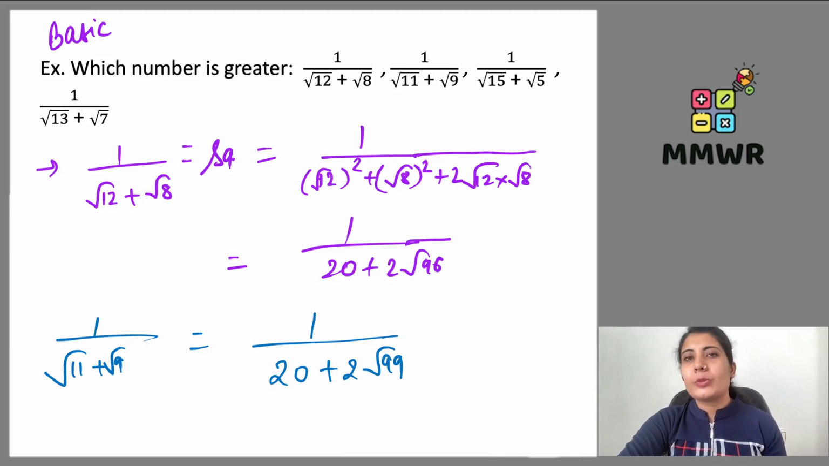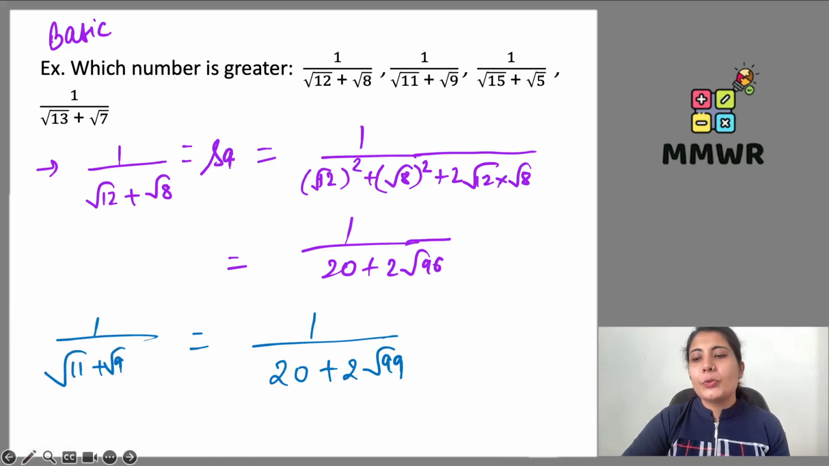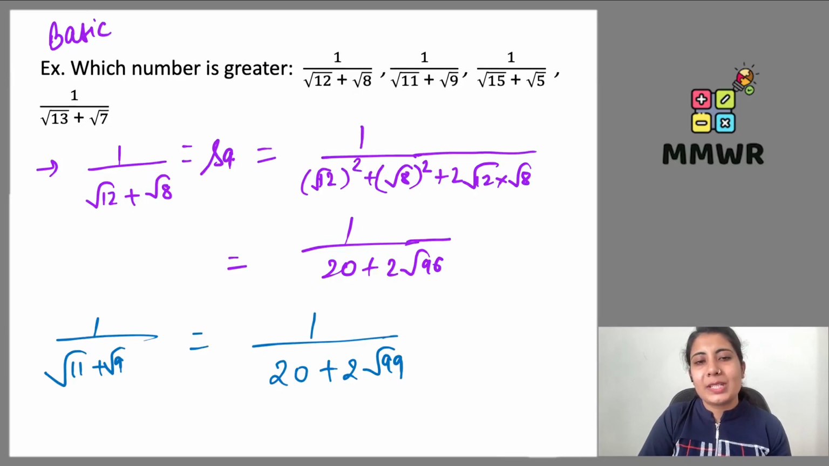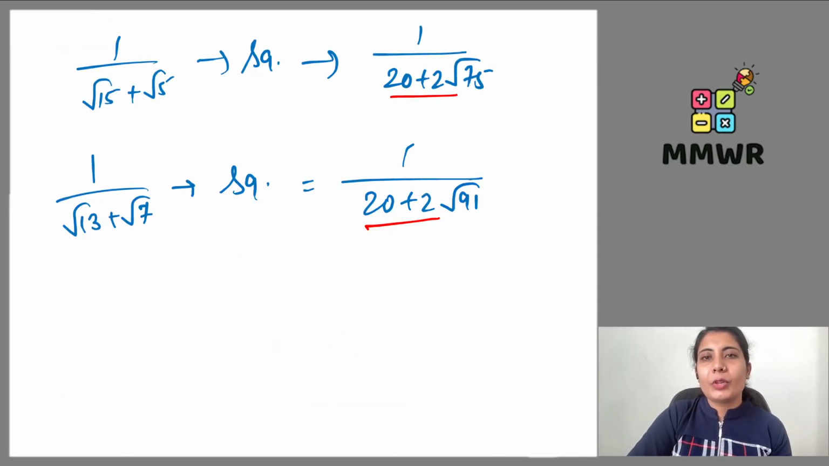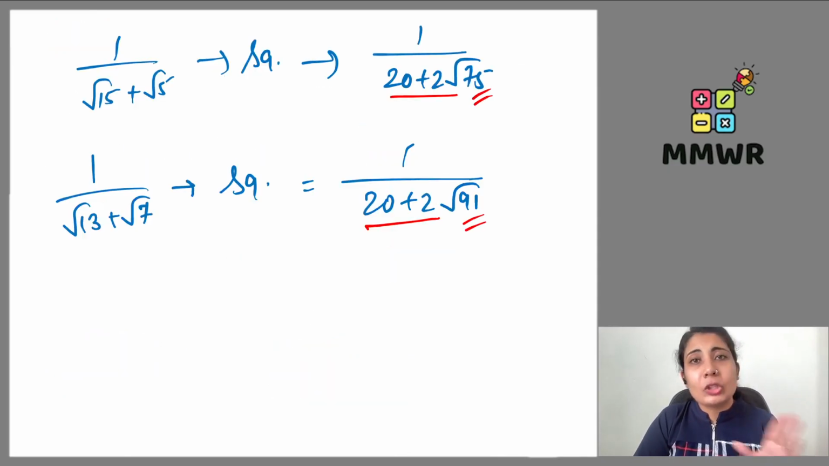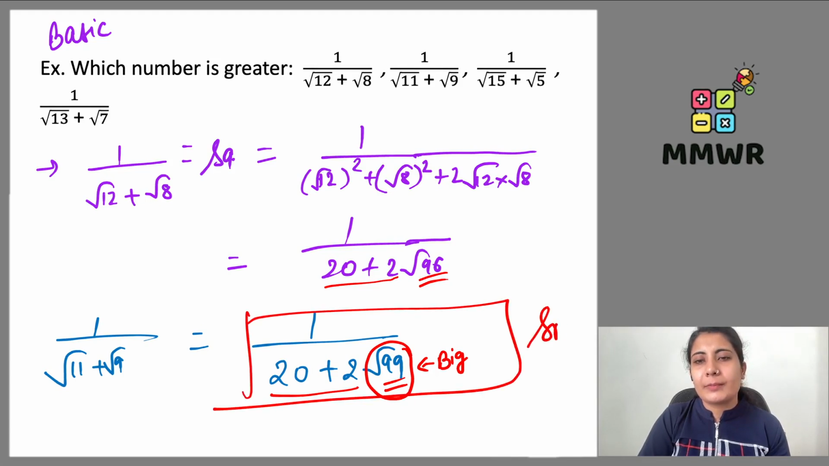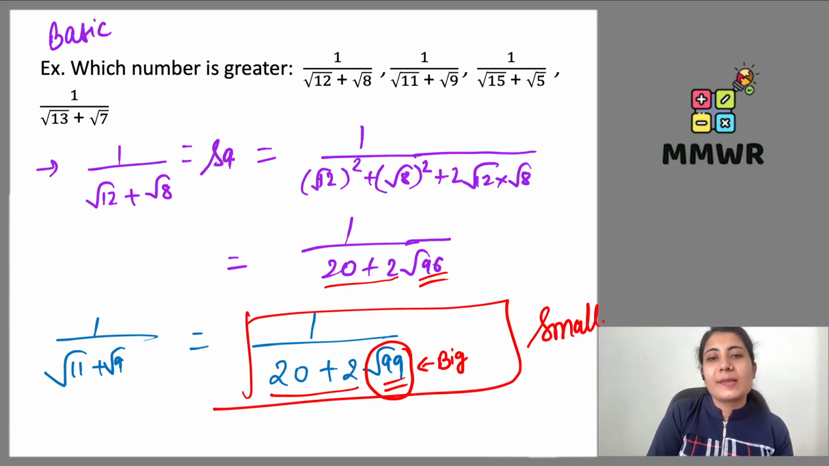So basic method के according 20 plus 2 root 96, 20 plus 2 root 99, 20 plus 2 root 75, 20 plus 2 root 91 we are getting. So we can observe 20 plus 2, 20 plus 2, 20 plus 2, 20 plus 2 is common everywhere. This root 96, root 99, root 75, root 91 is the non-common part. So in all four, root 99 is the big one. This is the big value. That is why this fraction will be the smaller one.